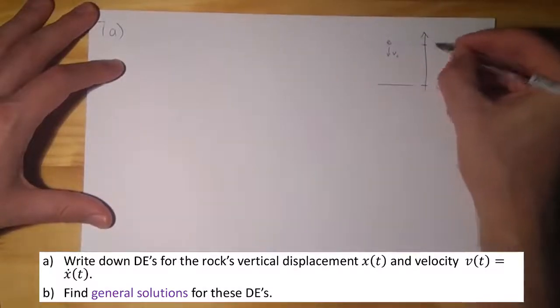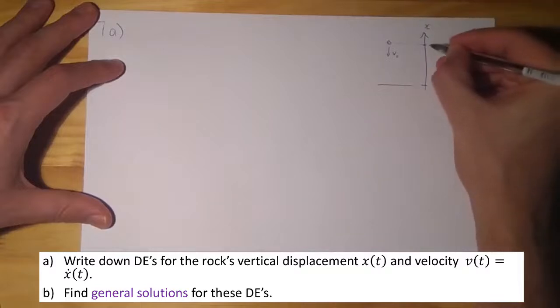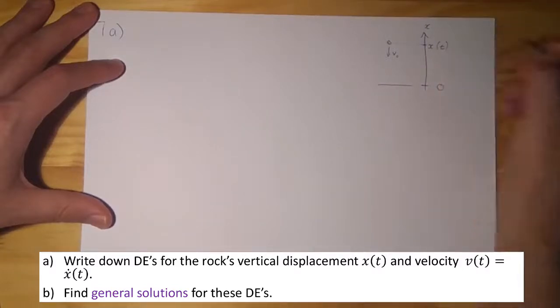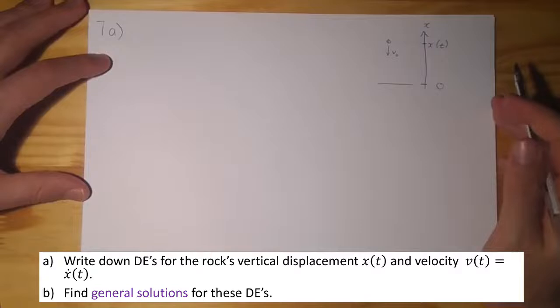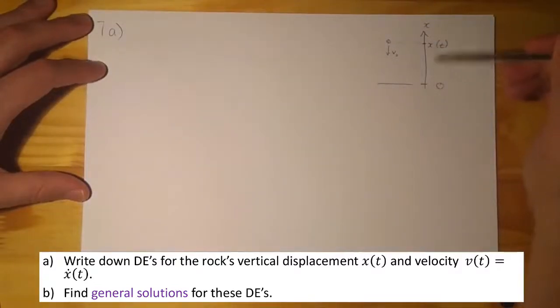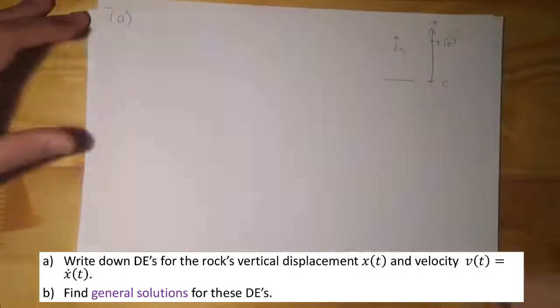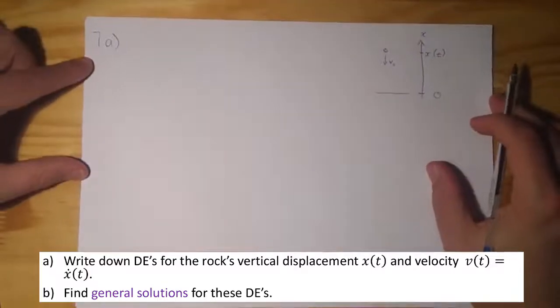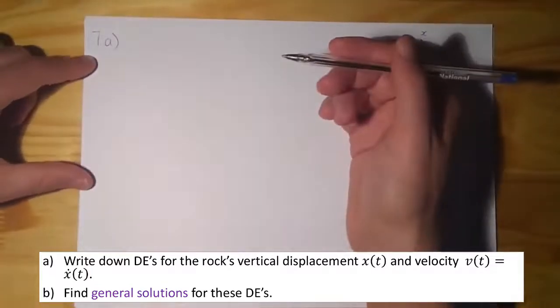And its vertical position is given by x of t. Okay. So that indicates how high it is above the ground at time t. And we'll just assume we start looking at t equal to 0. Right. Now, the first thing we have to do is write down a differential equation for the displacement and the velocity.